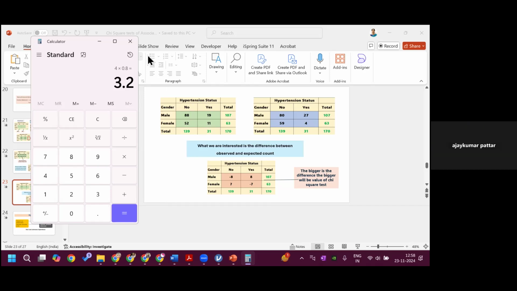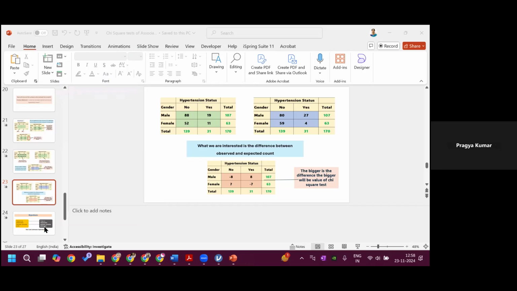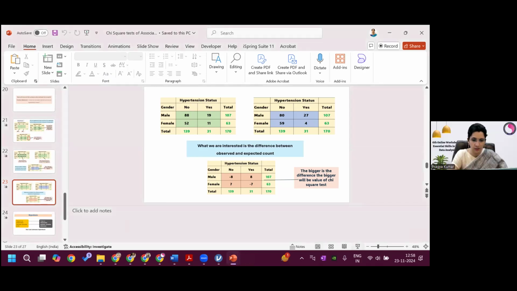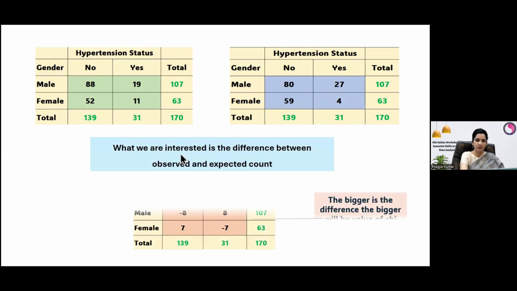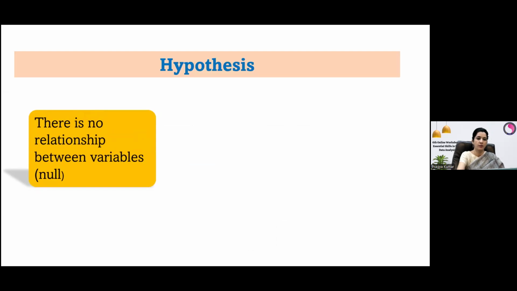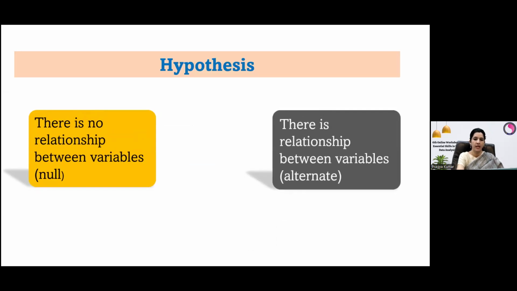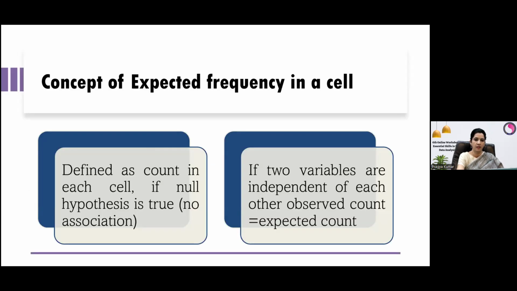Okay. Yes, ma'am. So now, what is the null hypothesis? The null hypothesis, like with hypertension, says there is no relationship between the variables. The alternate hypothesis says that there is a relationship between the variables. I've told you the concept of expected frequency. Expected frequency is defined as the count in each cell if the null hypothesis is true, right?